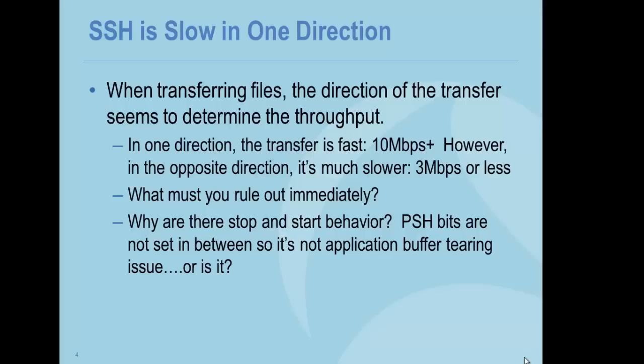So this next one was actually going to be my deep dive. Then I did two scenarios from the deep dive, ran out of time, and this one is worthy. This is a very interesting trace. Here's a retail branch, a retail customer doing SSH and SCP, secure copy. In one direction, they get 10 plus megabits per second throughput. You go the other direction, and it's 3 megabits per second or less. So there's a directionality to this problem.